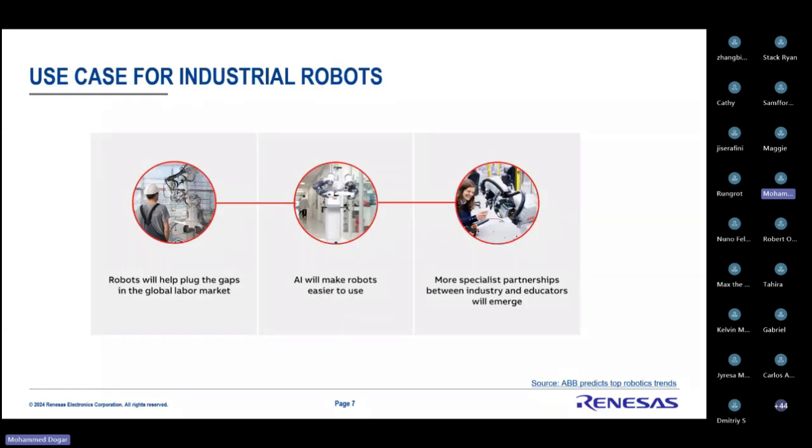So in terms of use cases, if you think about industrial robots, certainly robots are helping automation, helping fill the gaps where we have a shortfall in terms of labor, but also where we have more intelligence being deployed in terms of machine learning or artificial intelligence. We're also seeing a lot of robots being used. And finally, some specialist partnerships will emerge where industry and educators come together. So there's a whole host of applications where robots are being deployed.